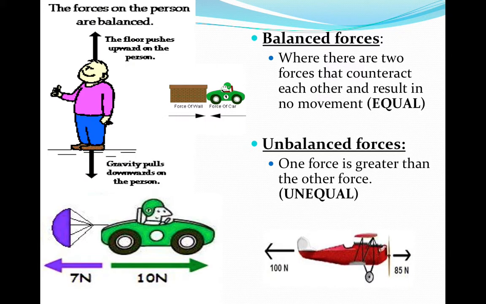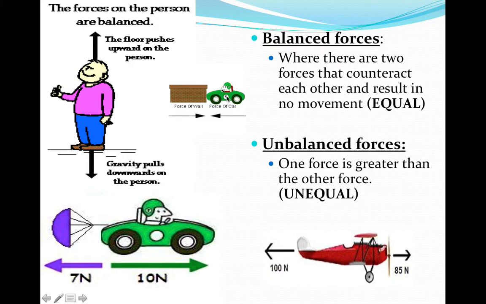Alright, so when a force acts on another object, it could be balanced or unbalanced. If an object is balanced, that means the forces acting on it will result in the object not moving. For instance, this person right here standing still: gravity pushes down on them and the floor pushes up on them. If your computer is sitting on the table, gravity is pushing down on your computer, but the table is pushing it upward, so it's stationary.